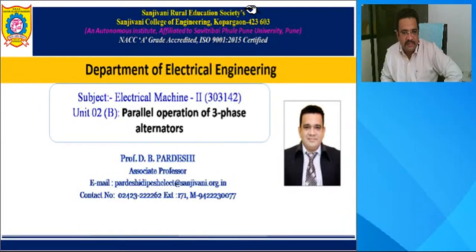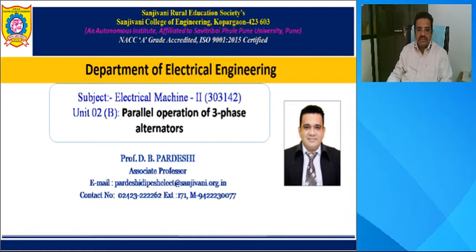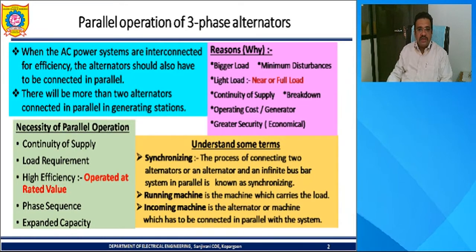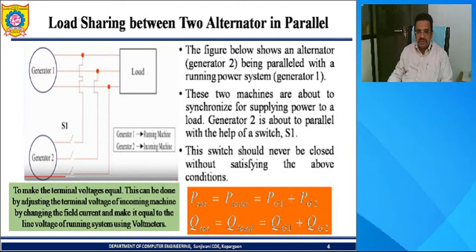Dear student, welcome back. We have seen the topic parallel operation of three-phase alternators. In this, we have already seen the necessity of these parallel operations, and secondly, the different conditions. There are four conditions. One is the phase sequence: the phase sequence of both the machines should be the same. The RMS line voltage or terminal voltage should be the same. The phase angle of the two systems should be the same, and the frequency of the two terminal voltages should be the same.